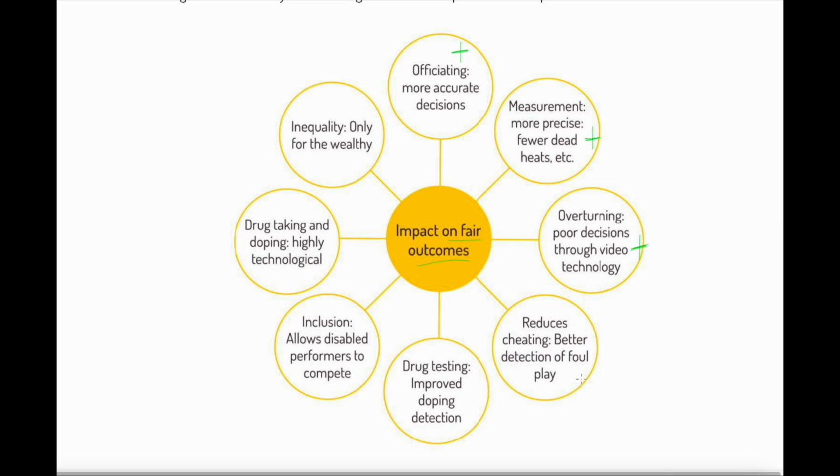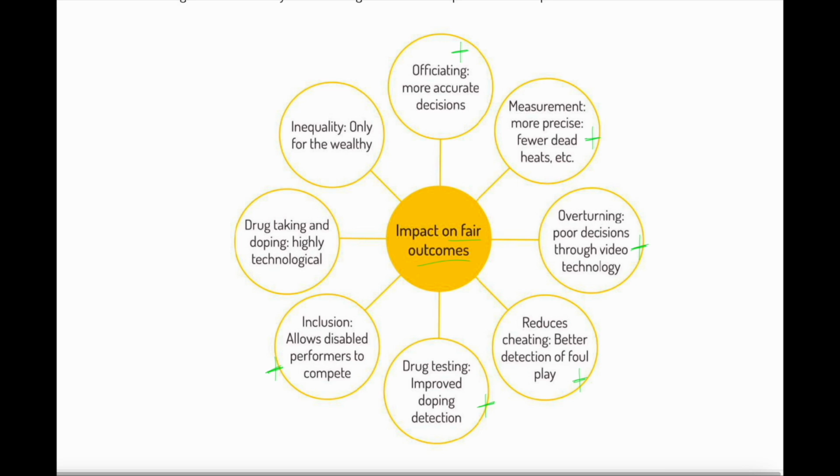Reduces cheating, better detection of foul play. That, of course, is a positive. Drug testing, we get better doping detection. The dopers are less ahead of the testers. That's a positive. Inclusion, we get Paralympic sport much more prevalent in society. That is a positive.